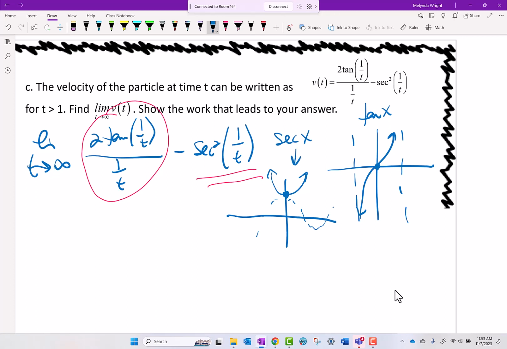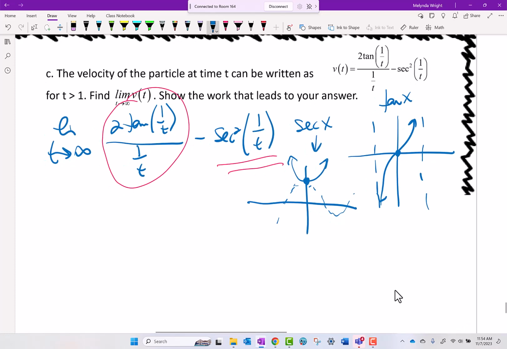Secant is the reciprocal of cosine. Cosine starts at 1 and goes down. This is the shadow graph, so secant is on top of it. That's how secant's graph looks. Because again, I don't even know what's going on unless I draw the graph. So when t gets bigger and bigger, this fraction tends to 0. So secant of 0 is 1. So this is okay. It's just going to be 1. I don't need to worry about that part.